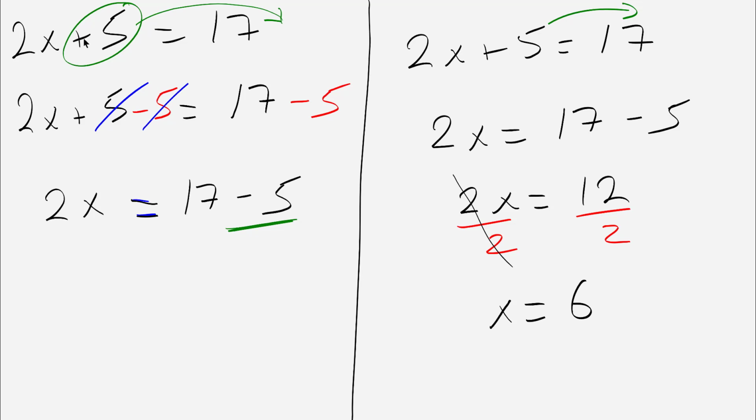So a lot of times we look at it as if we're bringing the value over to the other side and changing the sign, but that's really just a shortcut, and it's a result, as you can see here, of subtracting 5 from both sides.